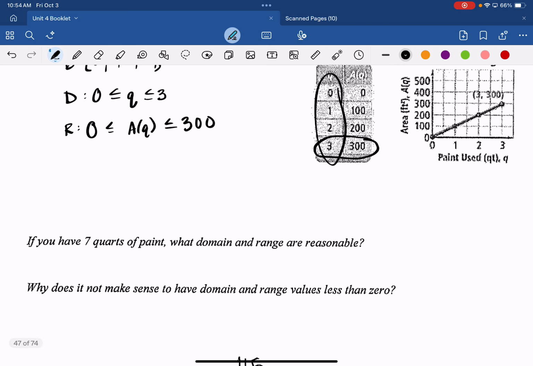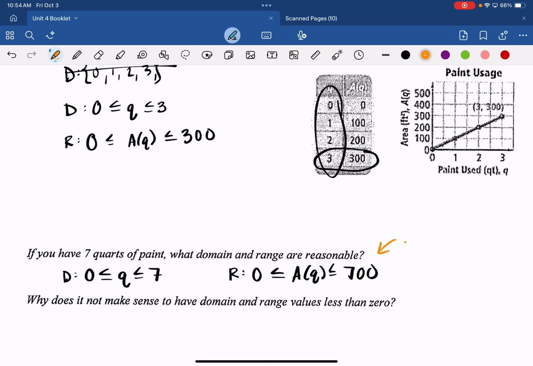All right, what if you have 7 quarts of paint? What would change? Well, my domain would still start at 0, right? I can still use 0 of it, but the most I could use now is 7, okay? And then my range, again, I could paint 0, right? I just do no work that day. But my area could get up to 700, okay? And that comes from our equation. A of Q is 100 Q, right? So I just plug in 100 times 7.